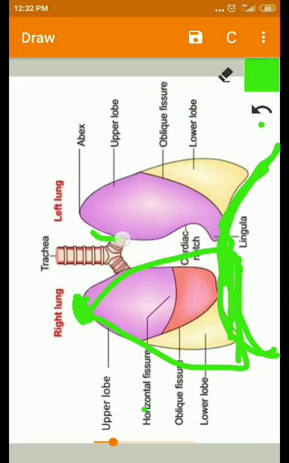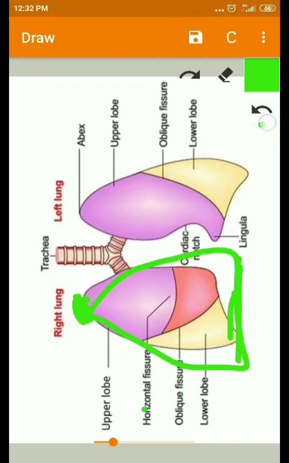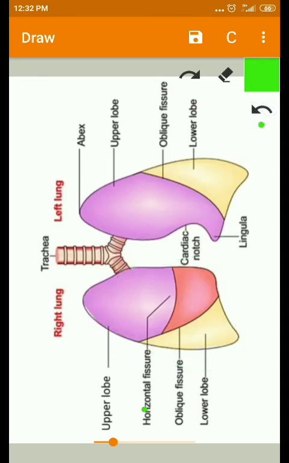One is the anterior border, the next one is the posterior border, which we can't see here as it is present on the posterior aspect, and the next one is the inferior border. So how many borders? Three: the anterior border, posterior border, and inferior border.